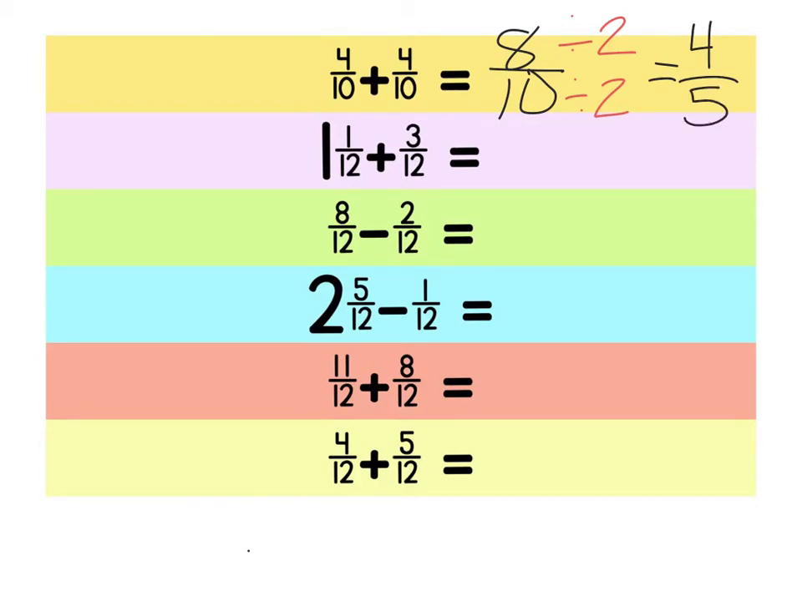Is there anything that can go into both 4 and 5? No. So this is in simplest form. This is the correct answer. If you wrote 8/10, that would be incorrect because it is not in simplest form.